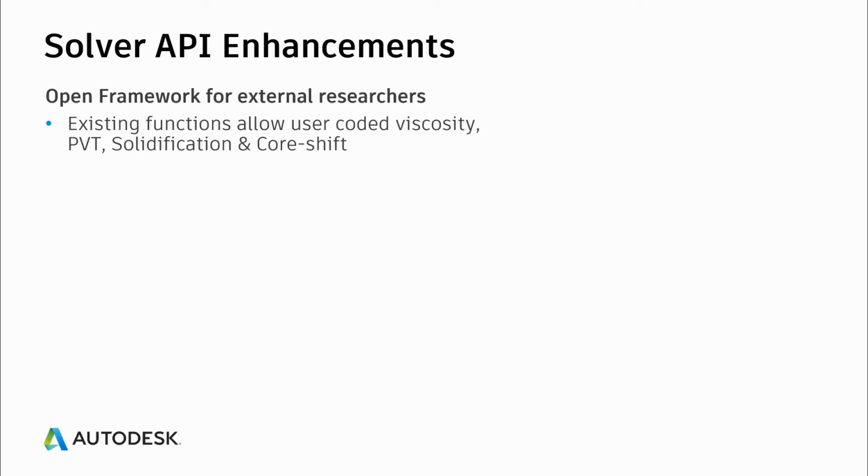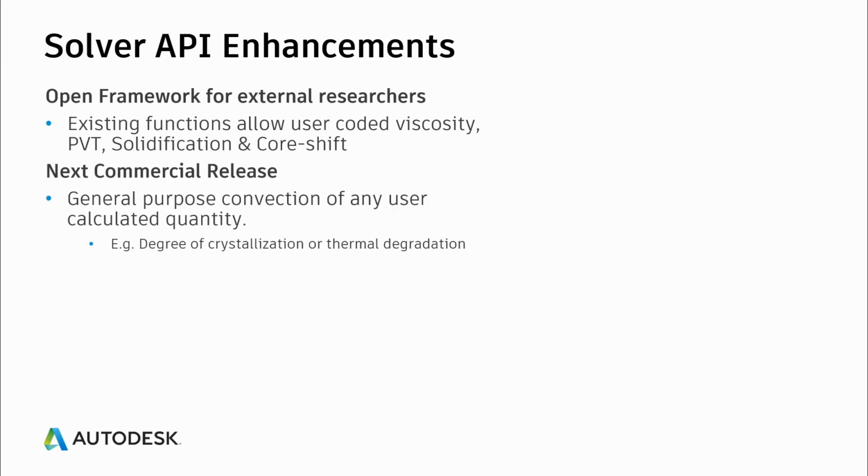Now, what we've been working to introduce in our next commercial release is a new general purpose convection capability for any user calculated quantities. For example, one of the quantities that you might like to calculate is a degree of crystallization or a thermal degradation effect. Any such quantity, either of these or something else, that you insert into the calculation will be carried forward with the flow of material automatically for you.